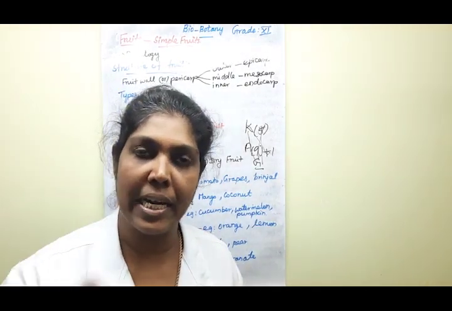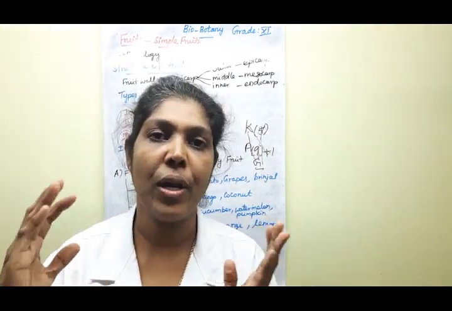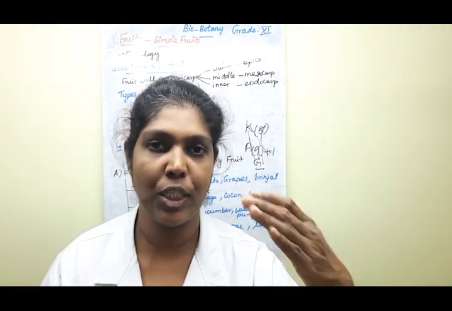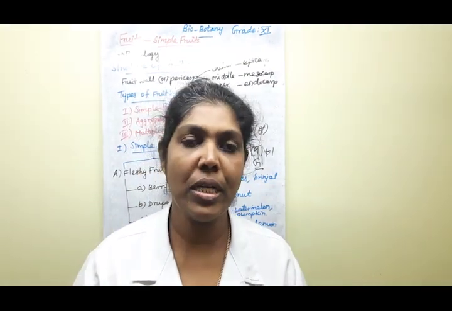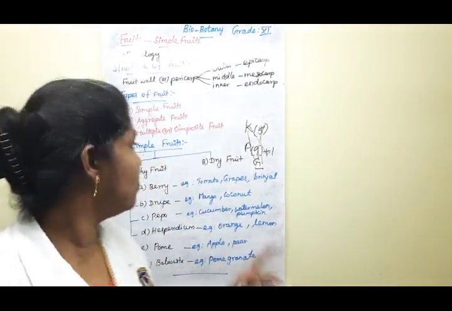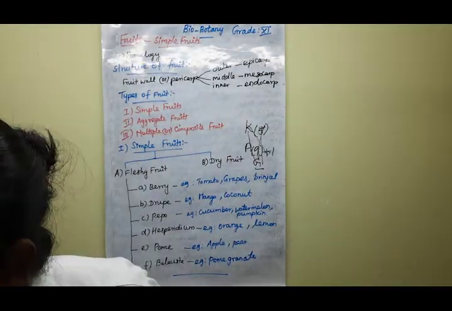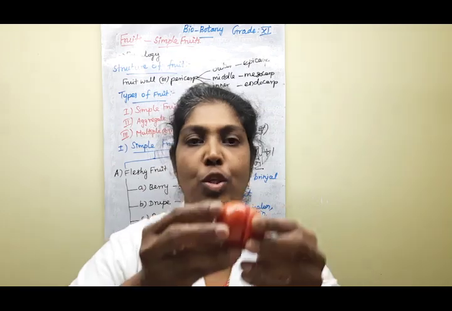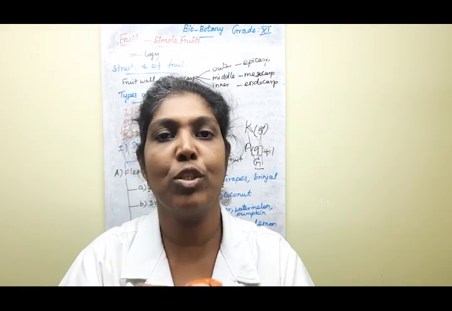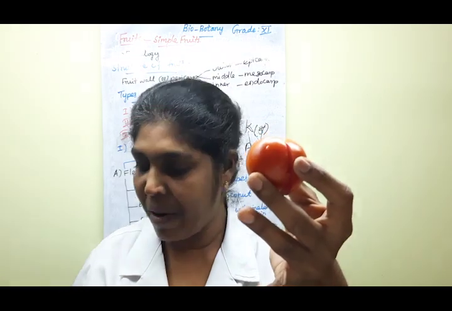We will learn how many carpels are there, how it derives, and how the pericarp region is represented, one by one. The first type of fruit is the berry type. Clear, children? The best examples of the berry type are tomato, brinjal, and grapes.